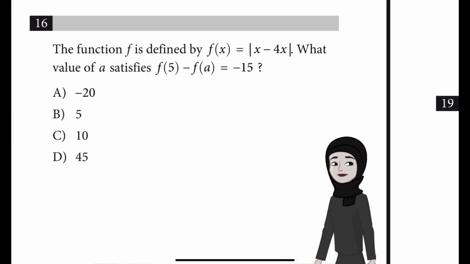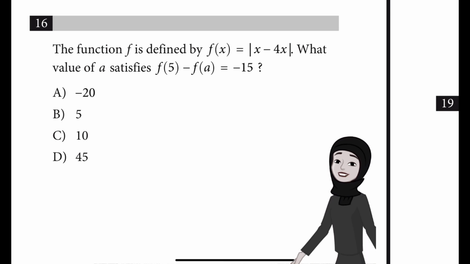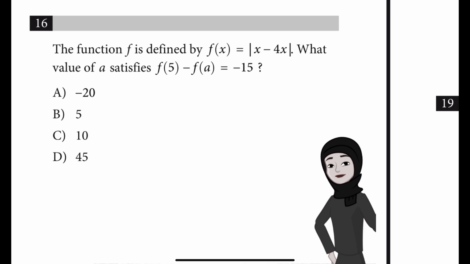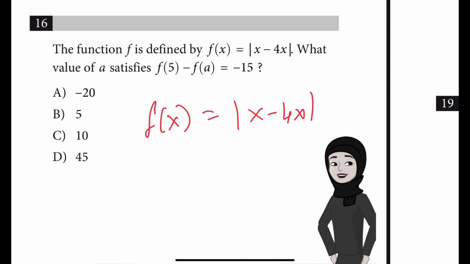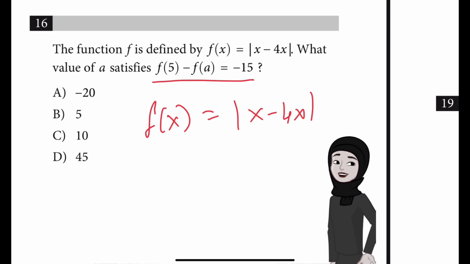Question number 16. The function f is defined by f of x is equal to absolute value of x minus 4x. What value of a satisfies f of 5 minus f of a is equal to negative 15? So it's given that the function f is defined by f of x is equal to absolute value of x minus 4x, and it's also given that f of 5 minus f of a is equal to negative 15.